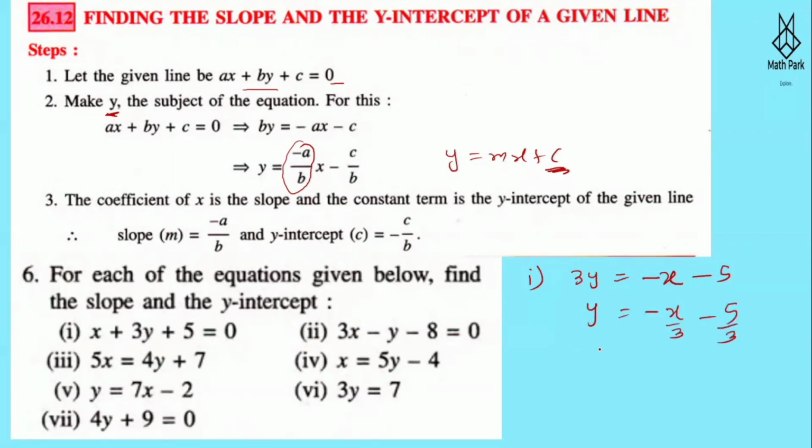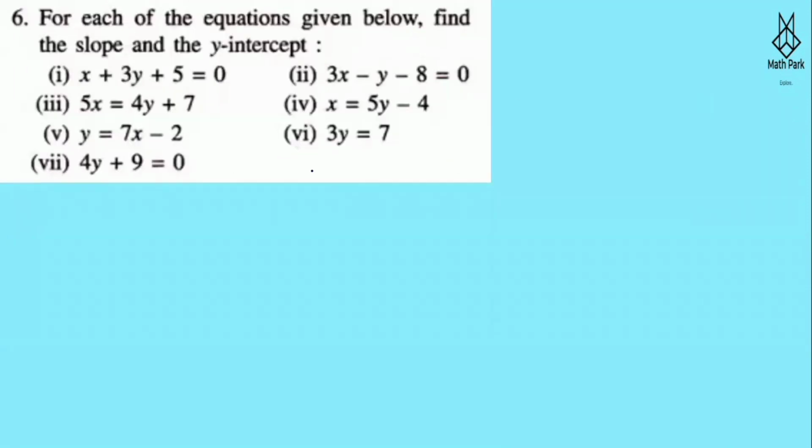So here your slope, that is m, is equal to the coefficient of x, which is minus 1 by 3, and the y-intercept, which is c, is equal to the constant term, which is minus 5 by 3. So we are done with the first one. Moving to the second one. Let's do the second part here.